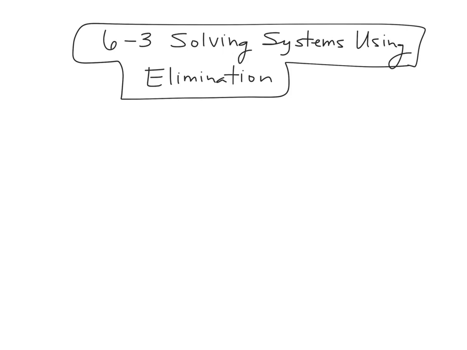Point. 6-1 and 6-2. 6-1, remember, was solving by graphing when you have two equations. 6-2 was solving by substitution. You take something out, you put something of equal value in. Today we're solving by elimination. So today you are eliminating a variable so that you can solve for the other variable.